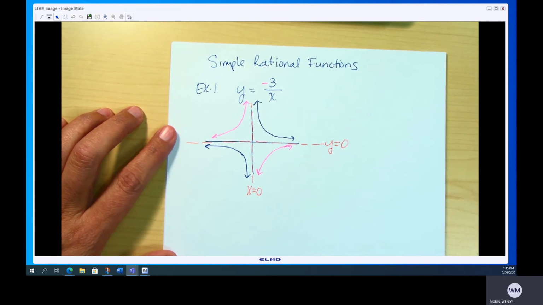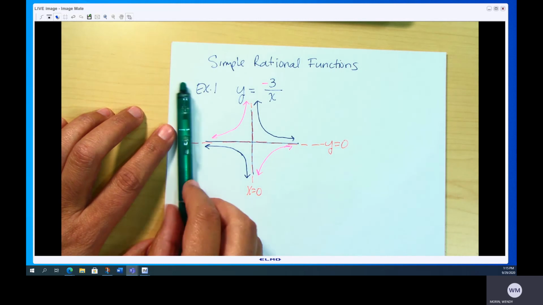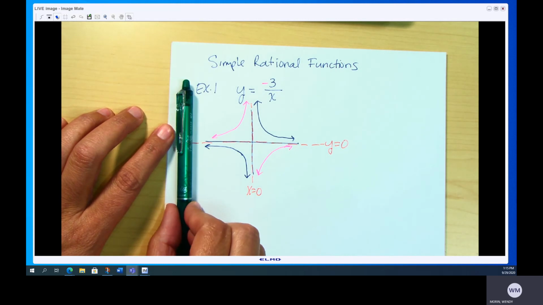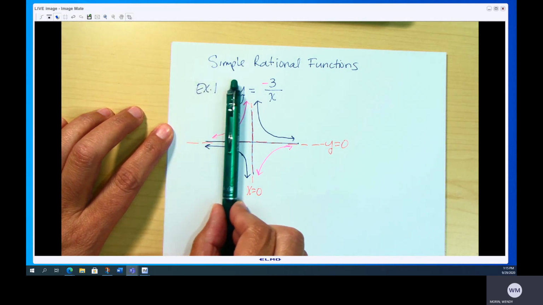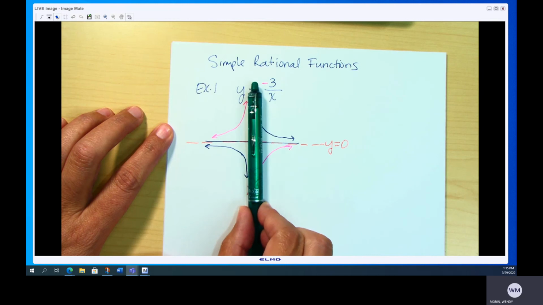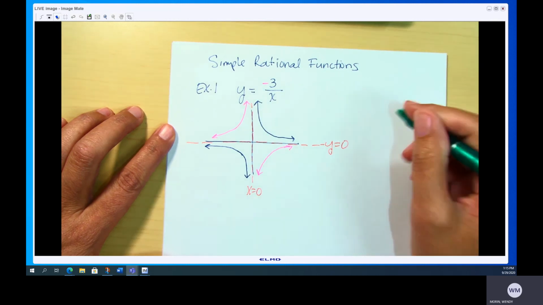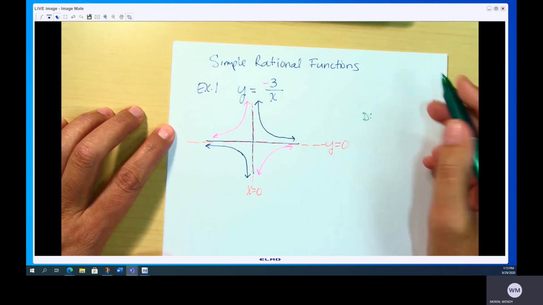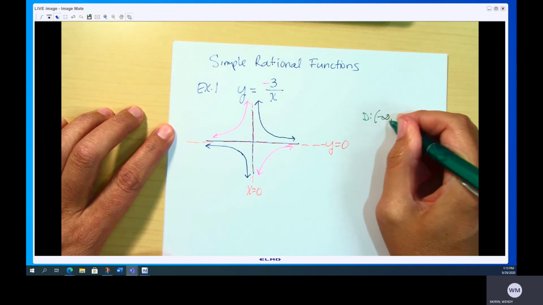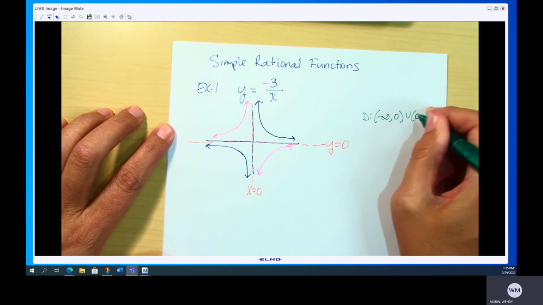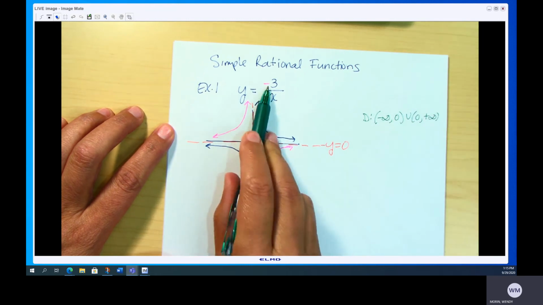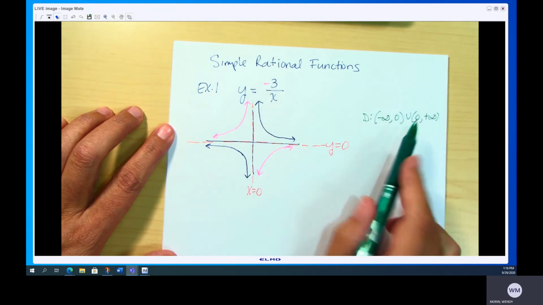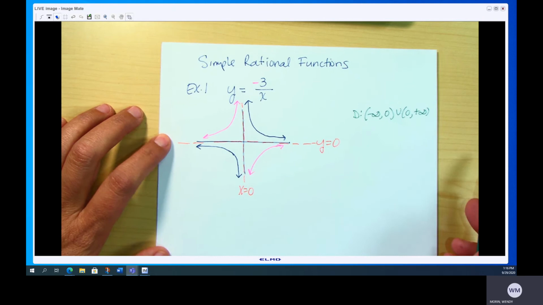Okay? So if you look at the domain and the range of both of these, let's do domain. Domain of the pink and the blue. It's everything except x equals 0. So the domain, no matter what, is going to be negative infinity to 0 in union with 0 to positive infinity. Whether that's a positive k or a negative k, your domain is going to be all reals except 0.